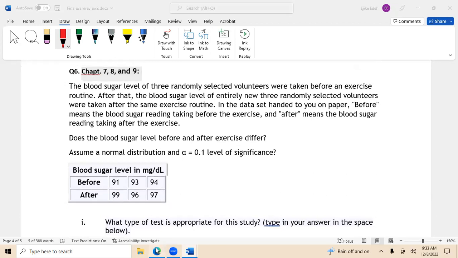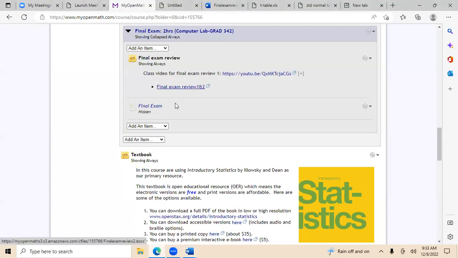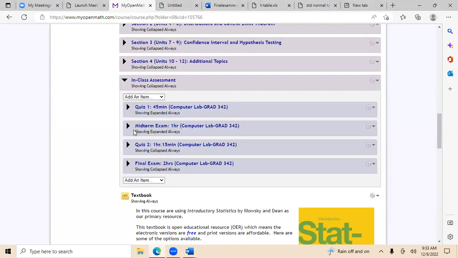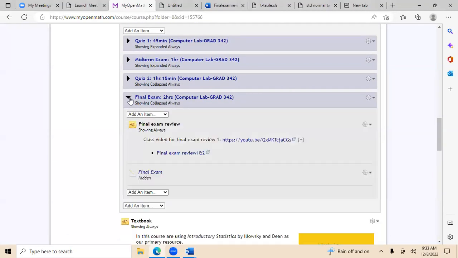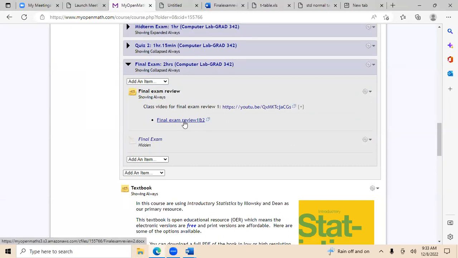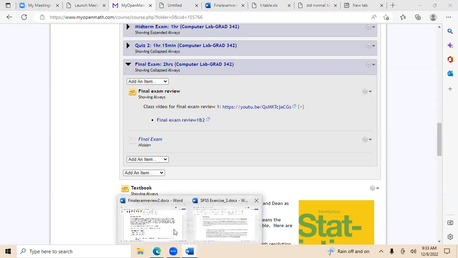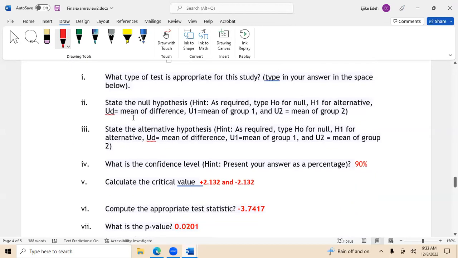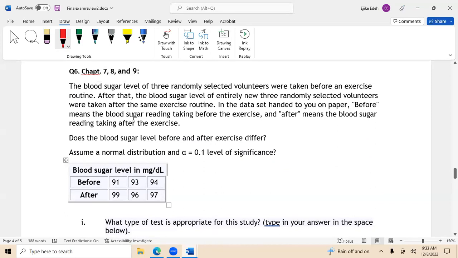Okay, and by the way, this is posted here on the assessment tab. Under final exams, you're going to see final exam review 1 and 2. That is what we are working on right now. Okay. So let's get started quickly. And if you have questions, just reserve them towards the end so that we can cover a lot of ground today. So we have a scenario as usual.